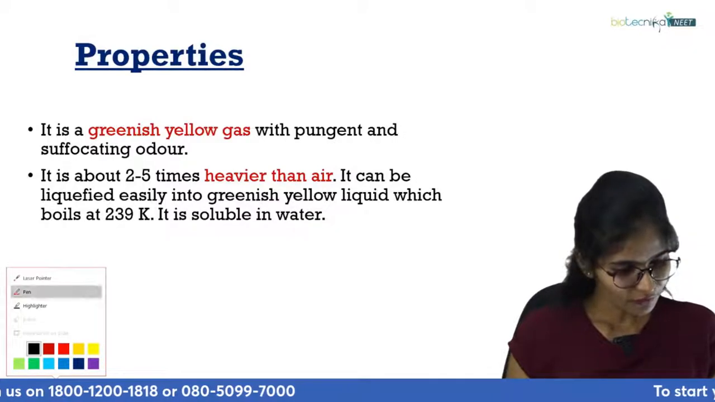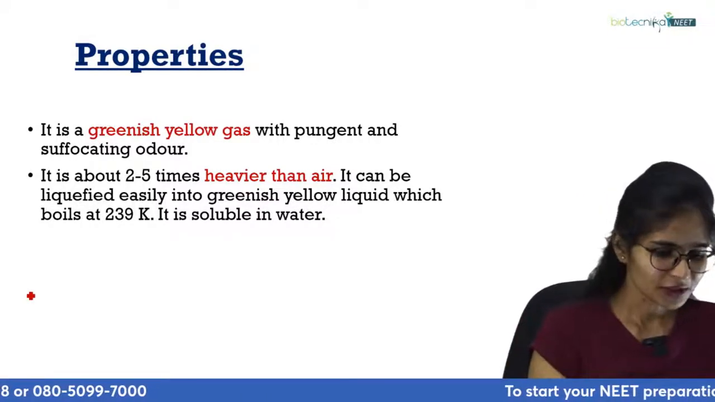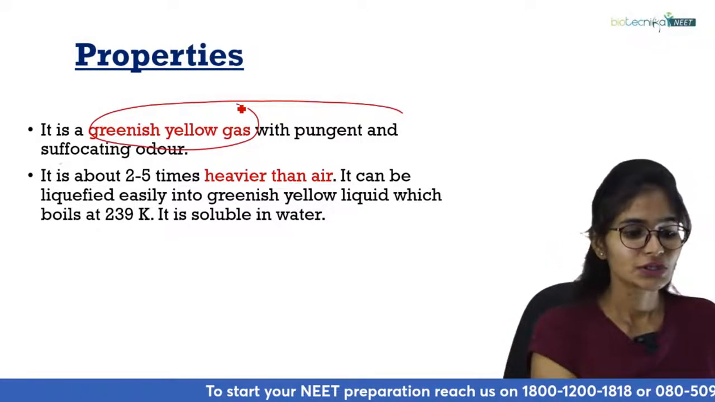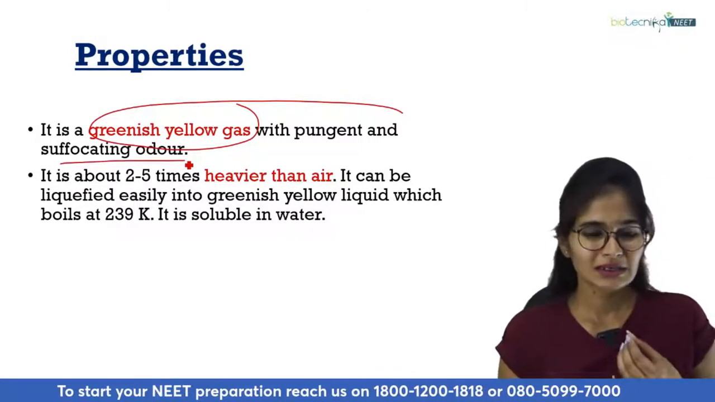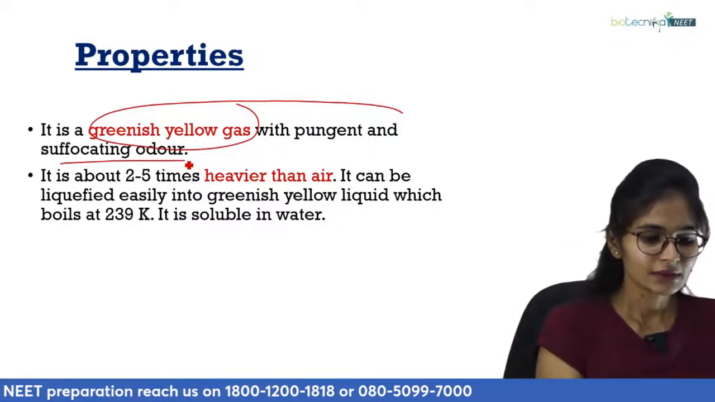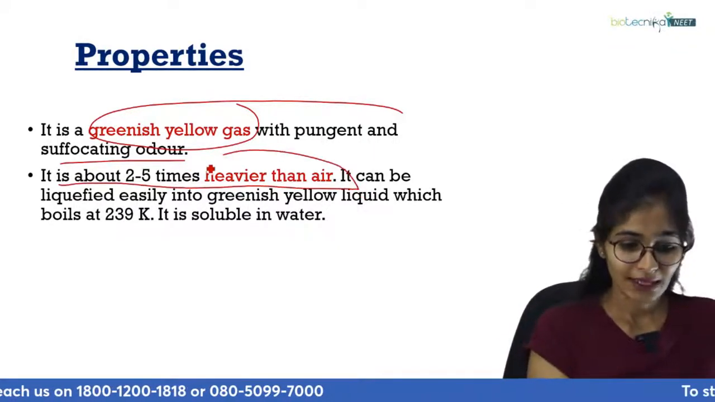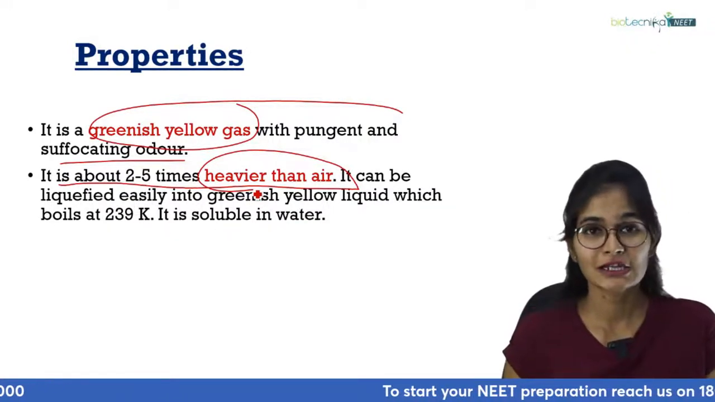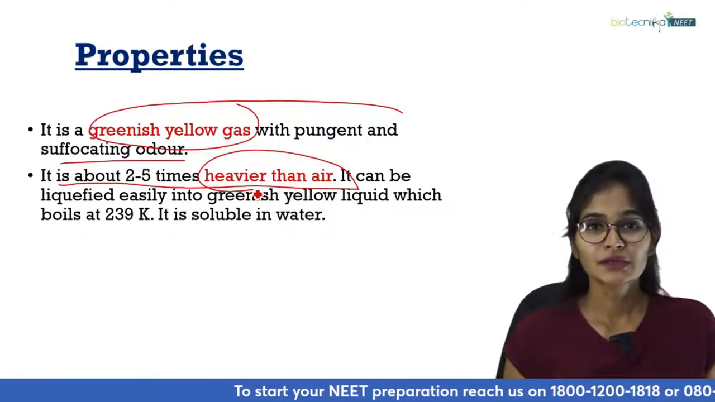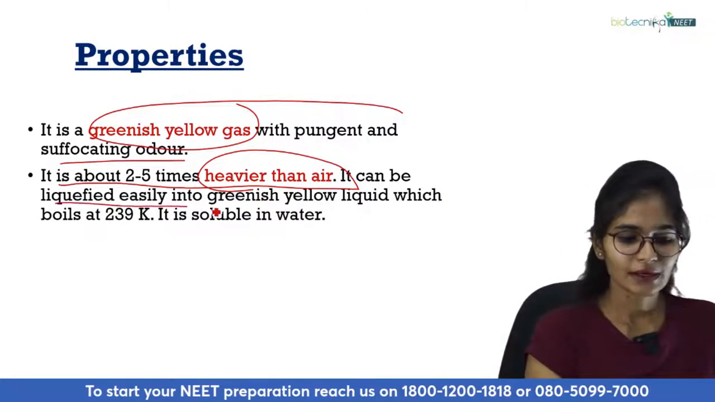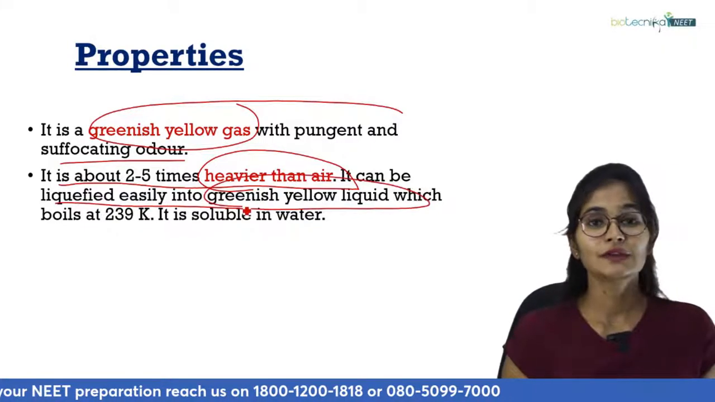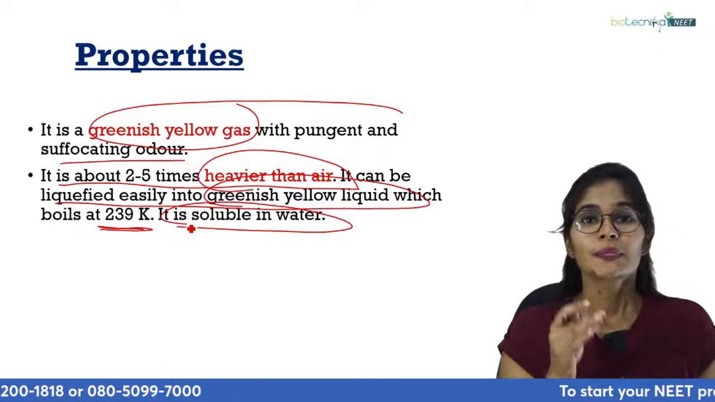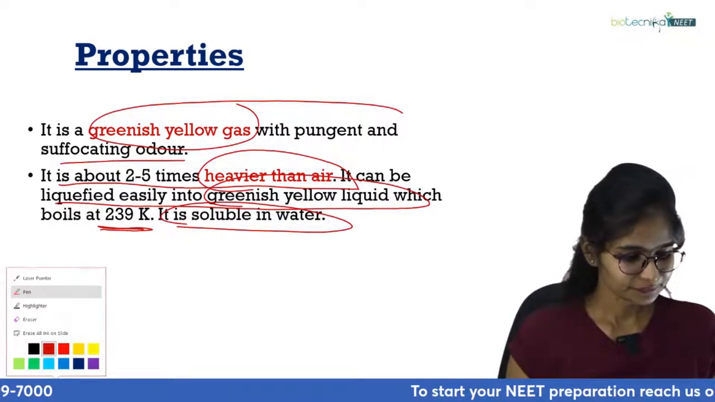Let me move on to the properties of Cl2. We already know it is a greenish yellow gas with a pungent, suffocating odor, which is a bit difficult to breathe. It is about 2.5 times heavier than air. It can be liquefied easily into a greenish yellow liquid, which boils at 239 Kelvin, and it is soluble in water. These are the properties of chlorine.